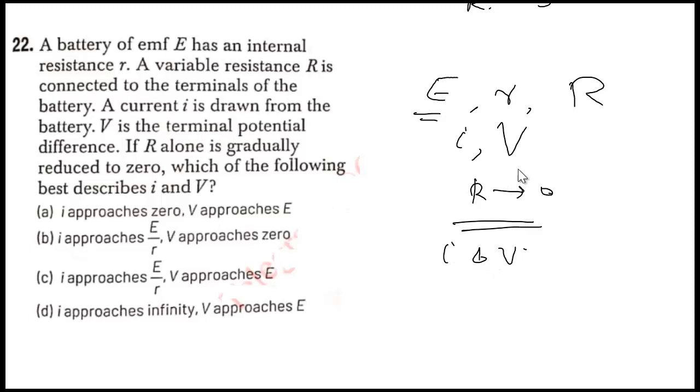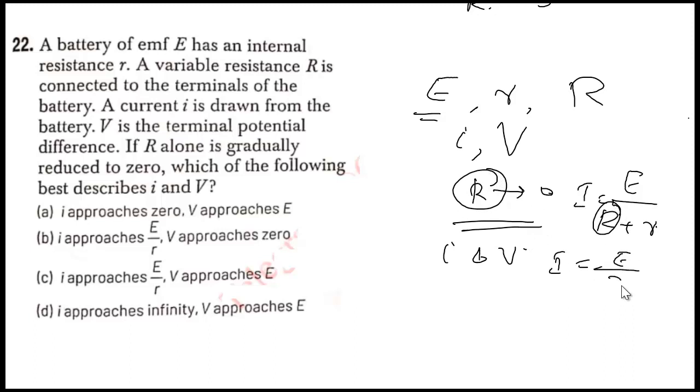What is the formula connecting I, V, E and R? I equals E divided by capital R plus small r. This is the relation. If capital R is decreasing to 0, this term is becoming 0. So what will happen? I will become E by r.